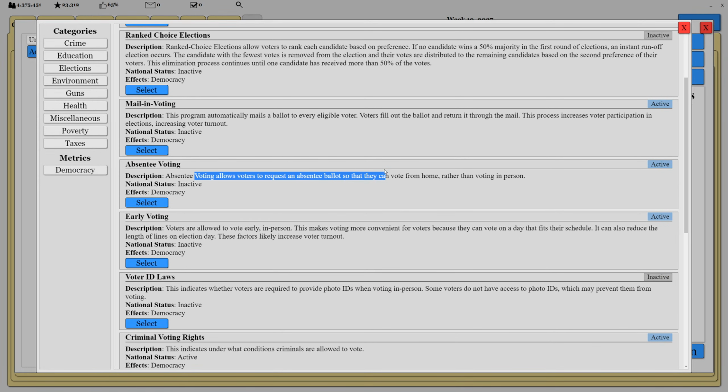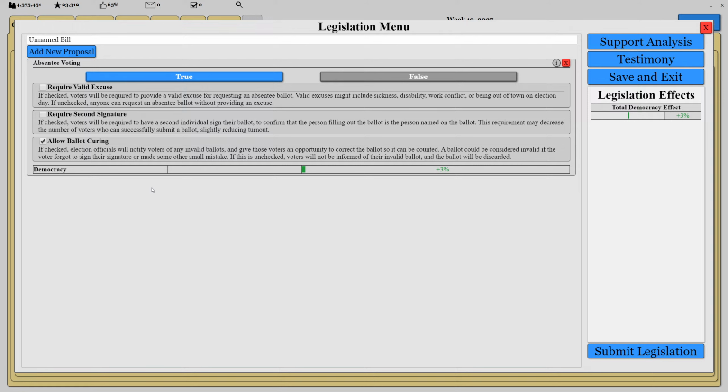Absentee voting allows voters to request an absentee ballot so they can vote from home rather than voting in person. Absentee, so allow ballot curing. Requires second signature. Have a second individual sign the ballot to confirm that the person filling out the ballot is the person named on the ballot.